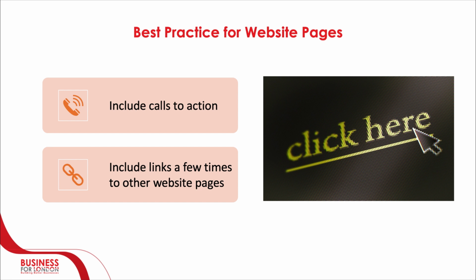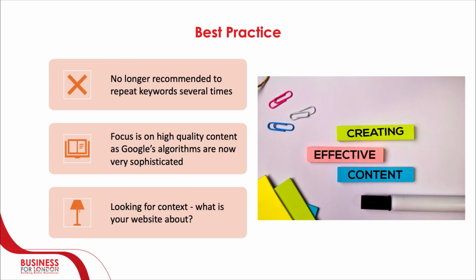So you might say, contact us here, buy now, check out now, book your table here. You want links between your pages on your website. It's no longer recommended to repeat the keyword several times. In the old days, we would try to include the key phrase or the key words 2 or 3 times in the first sentence. The focus is now on high quality content because the algorithms that search engines have, like Google, are extremely sophisticated. They look for context, in other words, what your website is about.